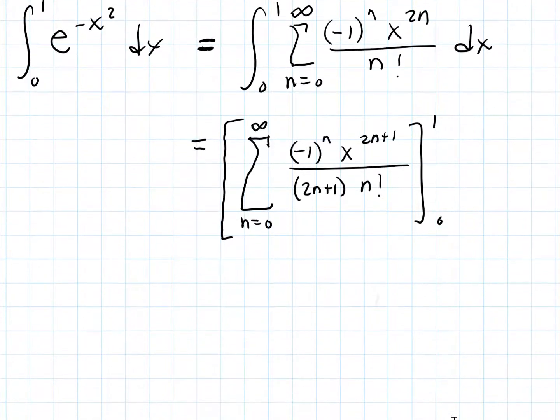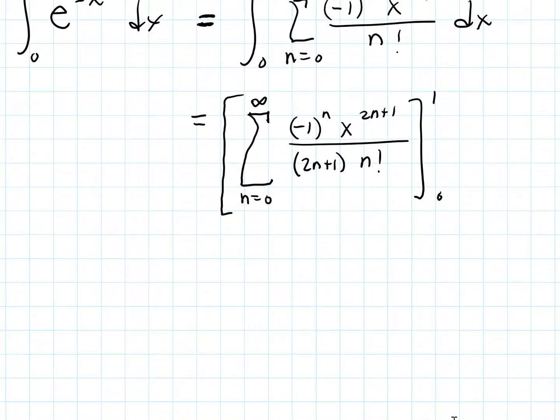Okay? And that's a power series that I can actually plug in. This is x equals 0 and x equals 1. So essentially we're looking at a power series evaluated when x is 1 and when x is 0, taking the difference, just using our rules here.